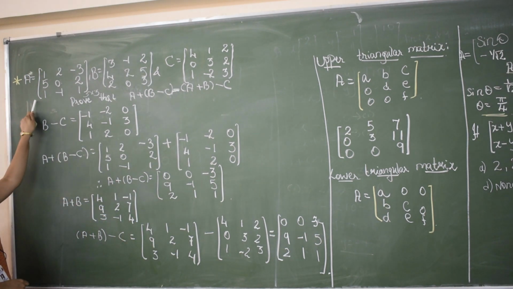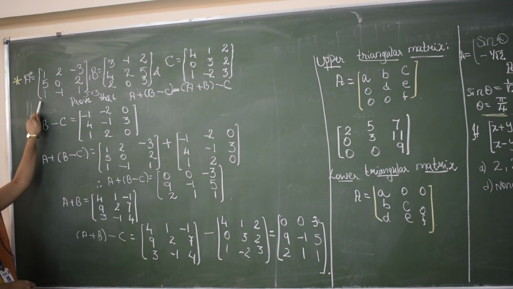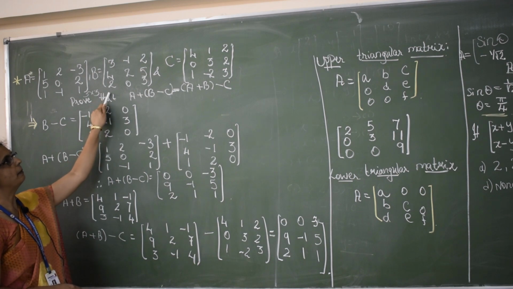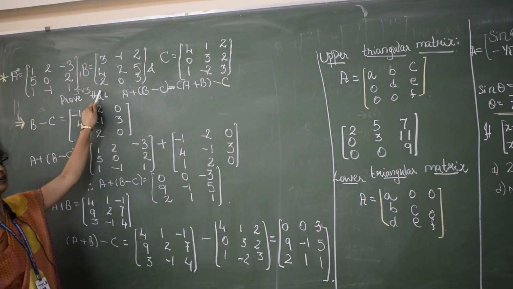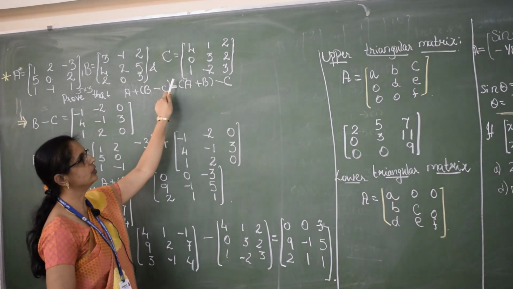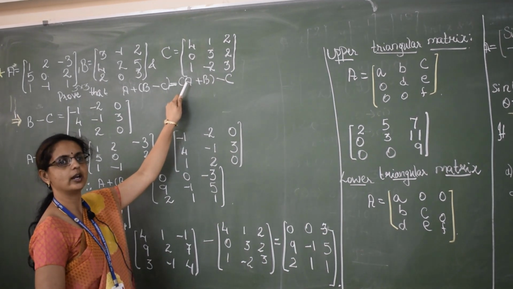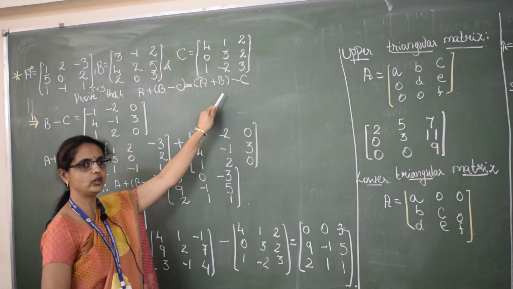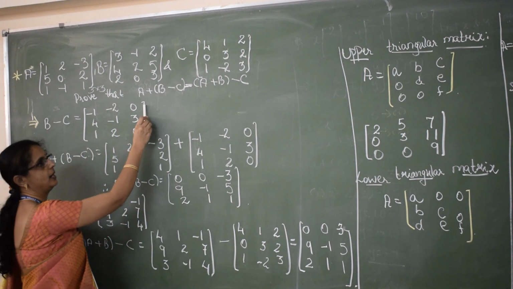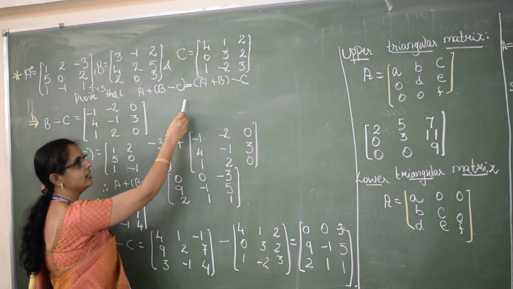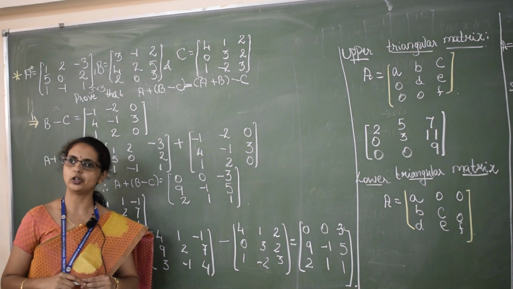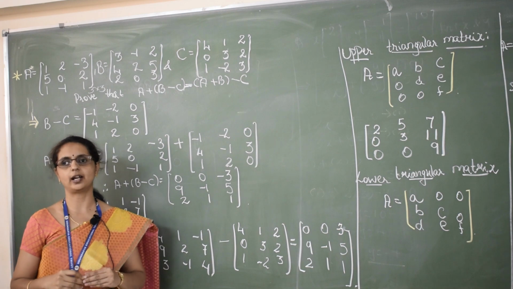A is equal to 1, 2, minus 3, 5, 0, 2, 1, minus 1. The second given matrix B contains these elements: 3, minus 1, 2, 4, 2, 5, 2, 0, 3, and the matrix C is 4, 1, 2, 0, 3, 2, and the last row contains the elements 1, 2, minus 3. So in these 3 given matrices, we are supposed to prove that A plus (B minus C) is equal to (A plus B) minus C. This problem is based on operations of matrices, that is addition and subtraction of matrices.